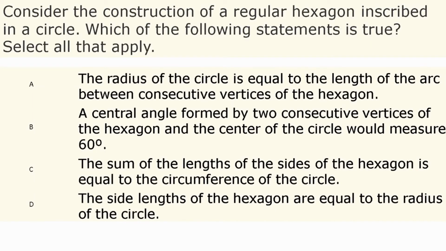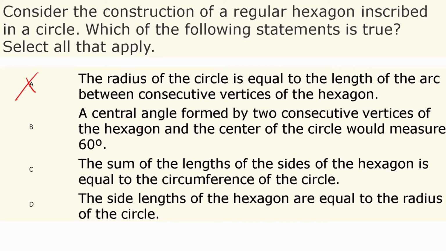All right, last problem. Consider the construction of a regular hexagon inscribed in a circle. Which of the following statements is true? Select all that apply. First one says the radius of the circle is equal to the length of the arc between the consecutive vertices of the hexagon. This is not true. The second one says a central angle formed by 2 consecutive vertices of the hexagon and the center of the circle would measure 60 degrees.